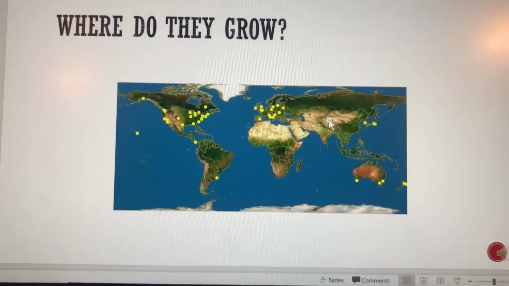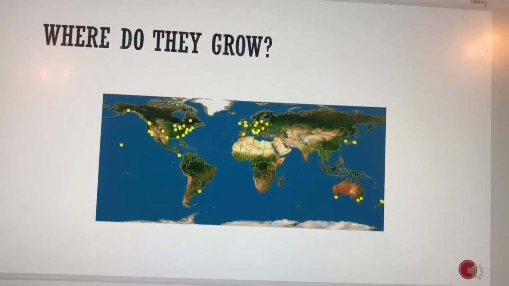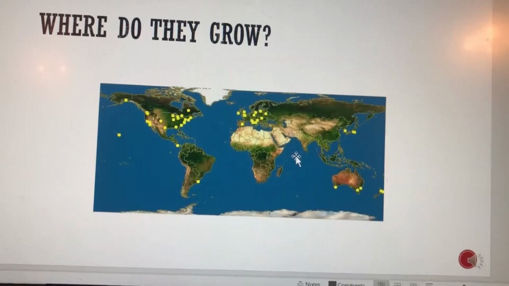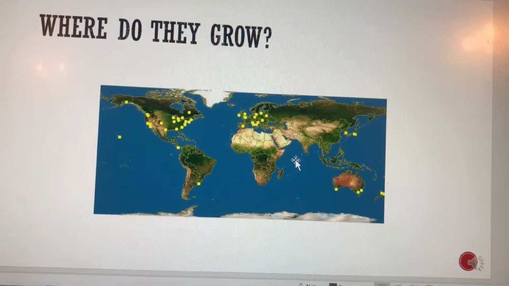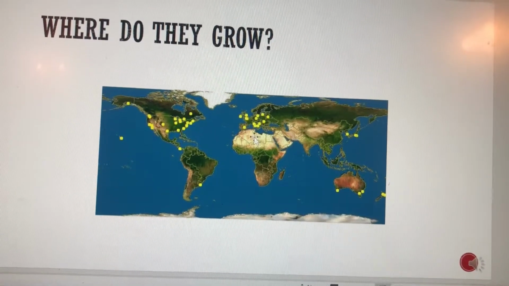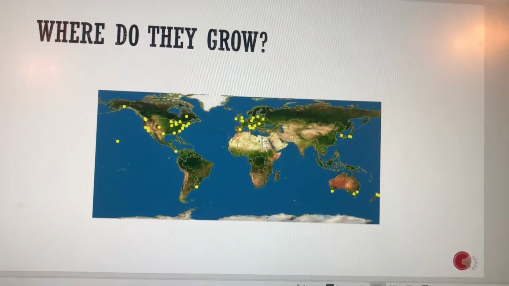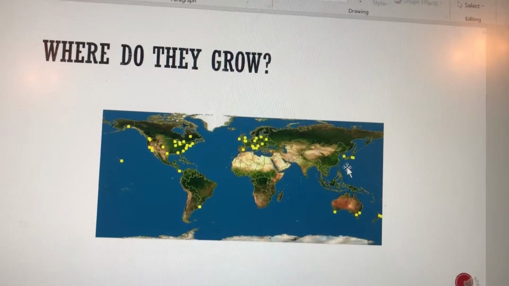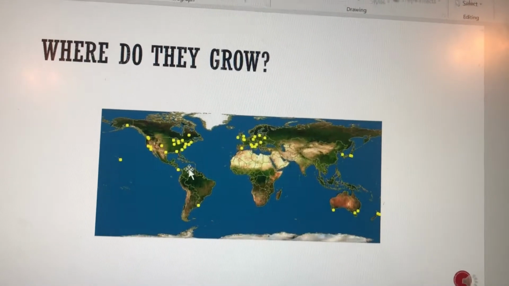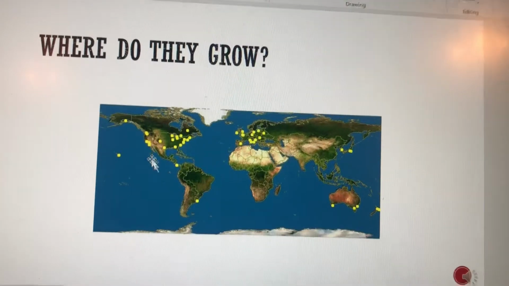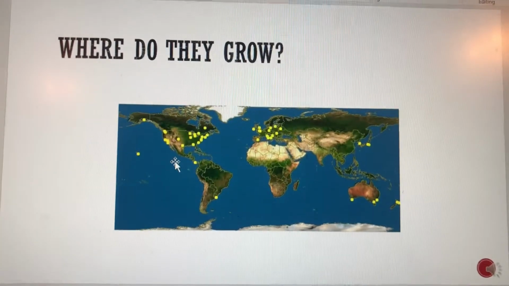Now, where do they grow? They are native to Europe, mainly in England and Ireland. However, they have grown pretty much everywhere around the Mediterranean. You don't see any dots around Mediterranean Africa, although many of my sources have said they do grow in Africa. And they have been brought to places like Japan, Australia, South America, North America, especially the Pacific West Coast, because of the timber and plant trade.